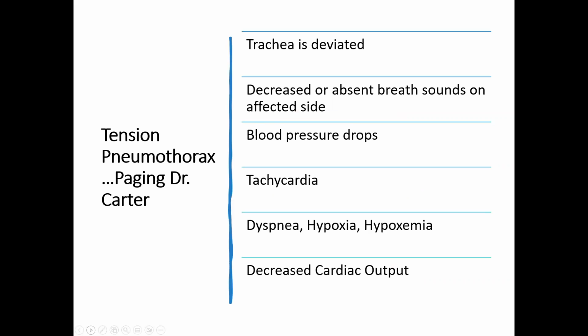So some of the signs: tracheal deviation, which I mentioned, decreased or absent breath sounds on the affected side, blood pressure drops, tachycardia, dyspnea, hypoxia, hypoxemia, decreased cardiac output. The hemodynamic compromise is owing to the fact that the heart and the great vessels are being compressed by the air. So you get a trauma patient who is decompensating very quickly, blood pressure dropping very quickly, their color changing, going from pink to white to gray to blue, and they display many or all of the signs and symptoms of a pneumothorax.